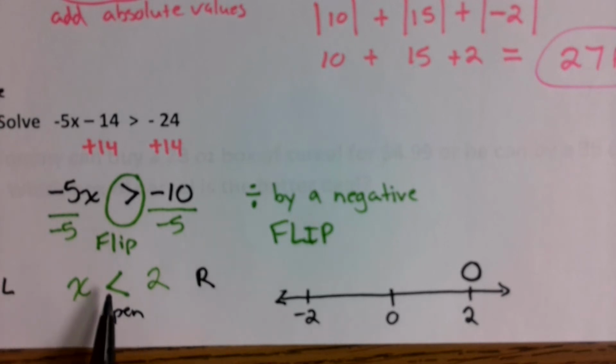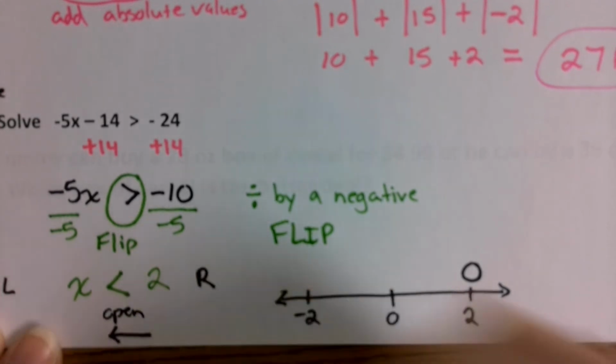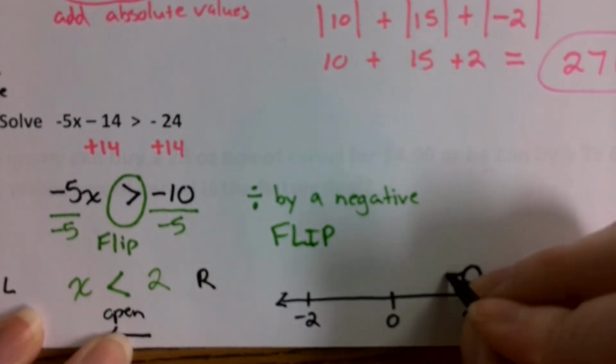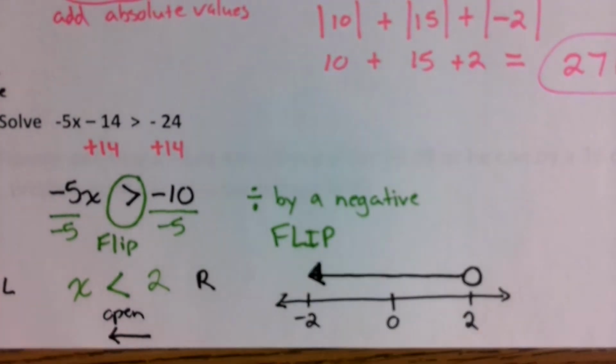The arrow is pointing. Where's the point facing? The point's facing to the left. So you're drawing to the left. So from the open circle, we're going to graph it to the left. Okay? That's what the graph would look like. X is less than 2.